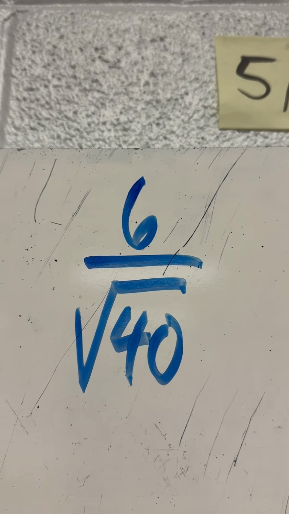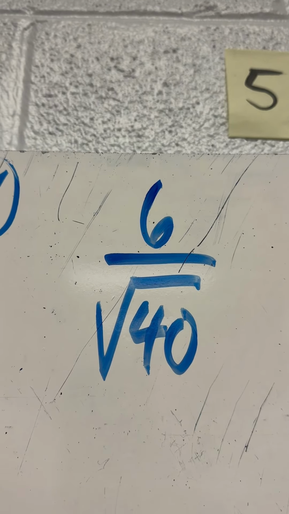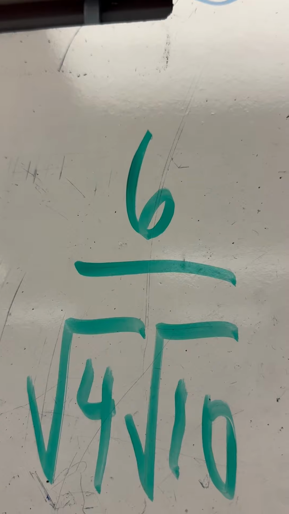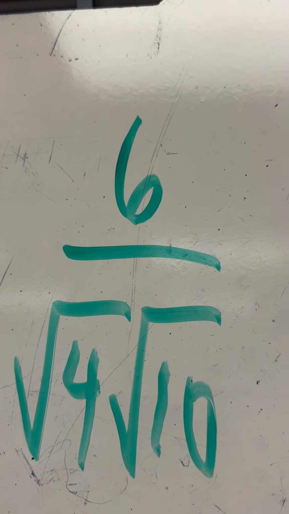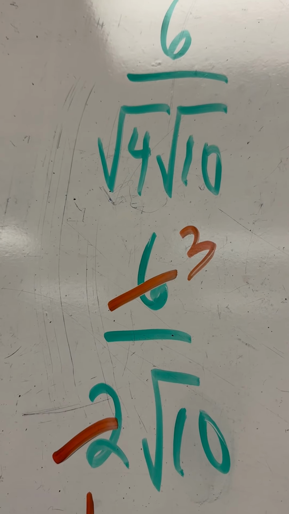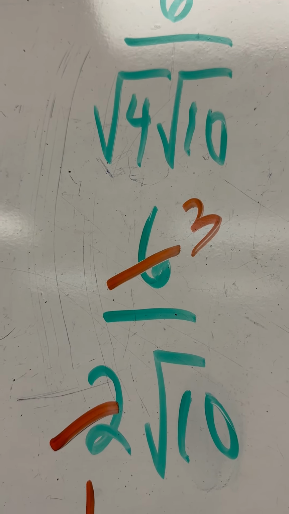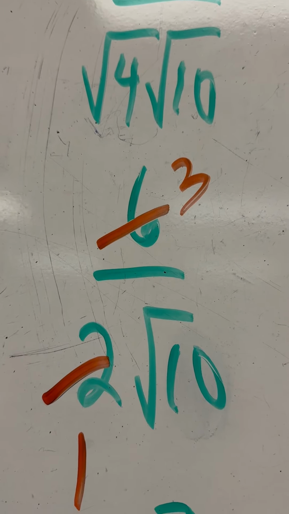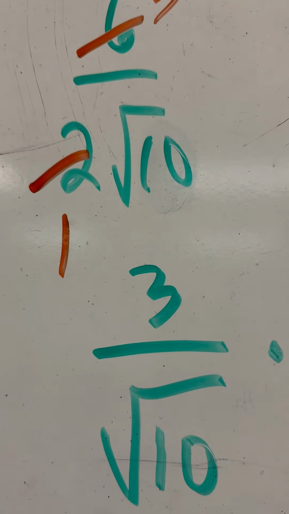6 over square root of 40. What perfect square goes into 40? That would be 4. So you got 4 square root of 10. What's the square root of 4? Square root of 4 is 2. 2 goes into 2 once. 2 goes into 6 3 times. So you've got 3 over square root of 10.